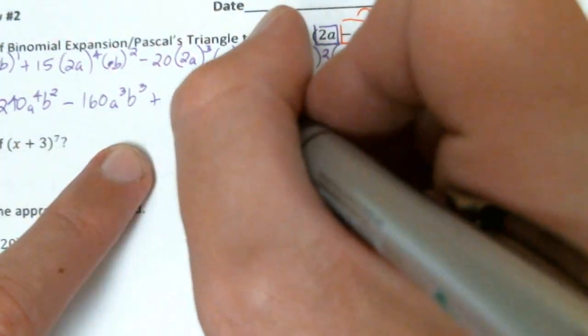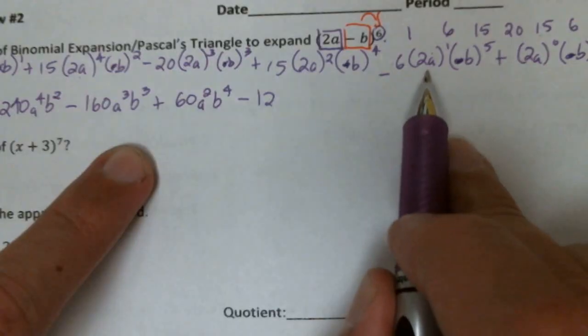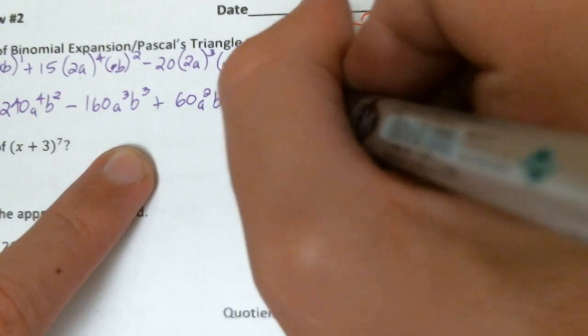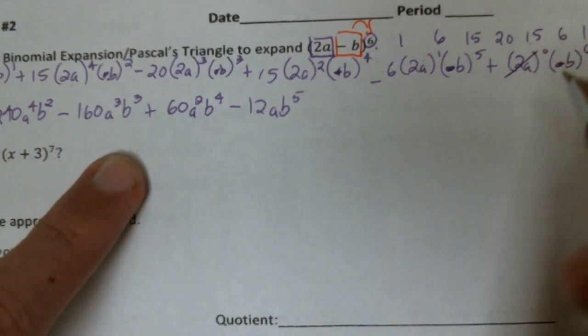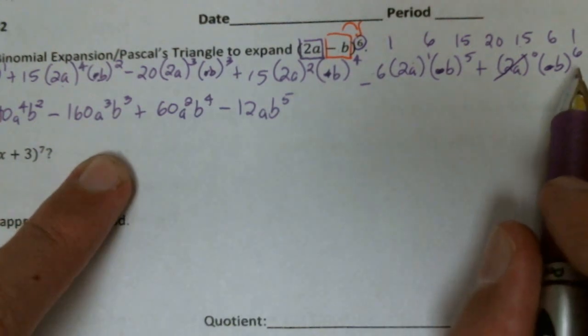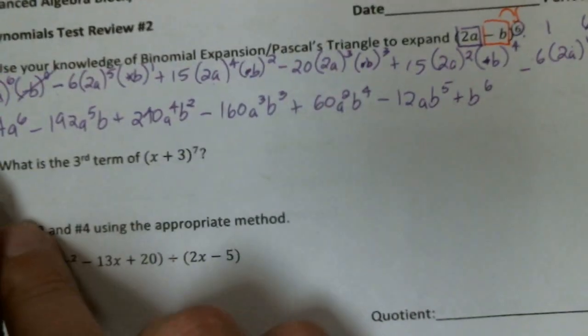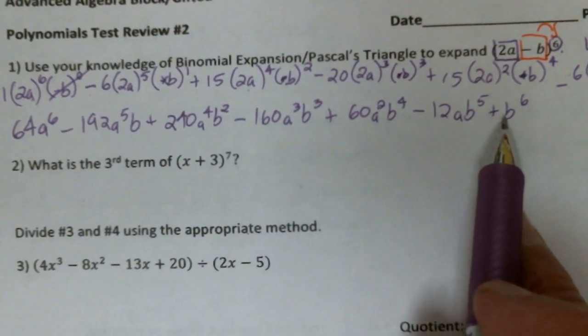All right, and my next term is going to be negative, and now I just have 2 to the 1, which is 2. 2 times 6 is 12, so minus 12. And then I got a to the 1, and now I have a b to the 5. Okay, and then I got the last term. 2a to the 0, that's just 1, that goes away, and I just have b to the 6th. Okay, let's check. Positive, negative, positive, negative, positive, negative, positive. Okay, we're good to go.